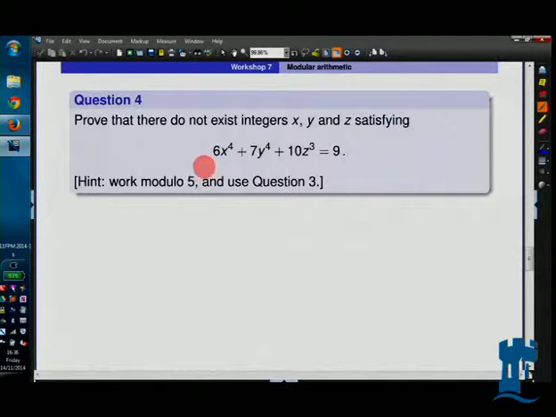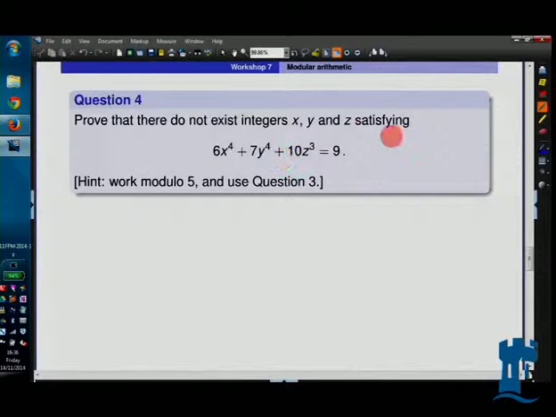So 6 is going to be the same as 1, 7 is going to be the same as 2, 10 is going to be 0, and 9 is going to be 4. So modulo 5, this simplifies quite considerably. Now, there's one thing to watch out for. If you do find a solution modulo 5, it might not be a solution of the original equation.